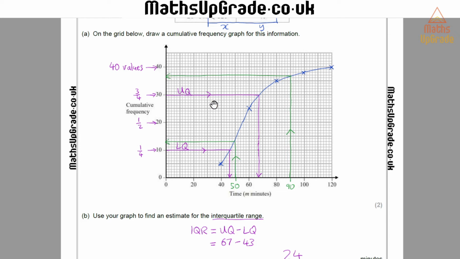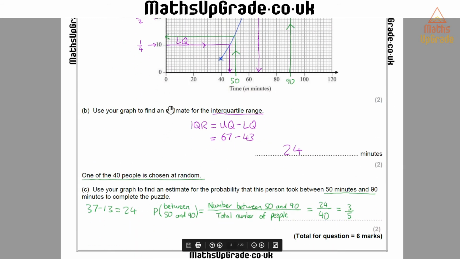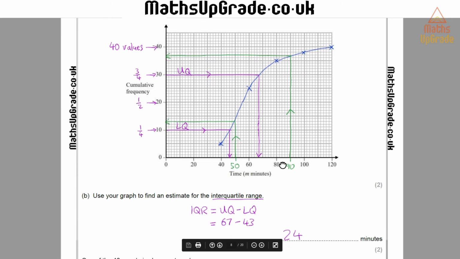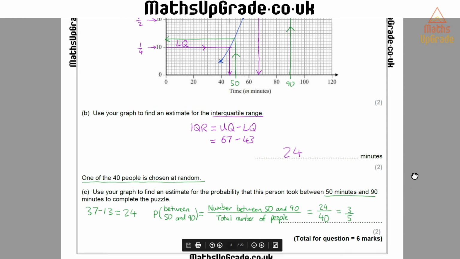If I then subtract those, that'll give me an estimate for the number of people who took between those minutes. So subtract those and I get 24. So 24 people took between 50 and 90 minutes. Now the probability is given by the number of people between 50 and 90 divided by the total number of people. So that's 24 divided by the 40 people in total. If I divide those through and simplify it as a fraction, I'll get 3/5. And that will be 6 marks for the whole question.